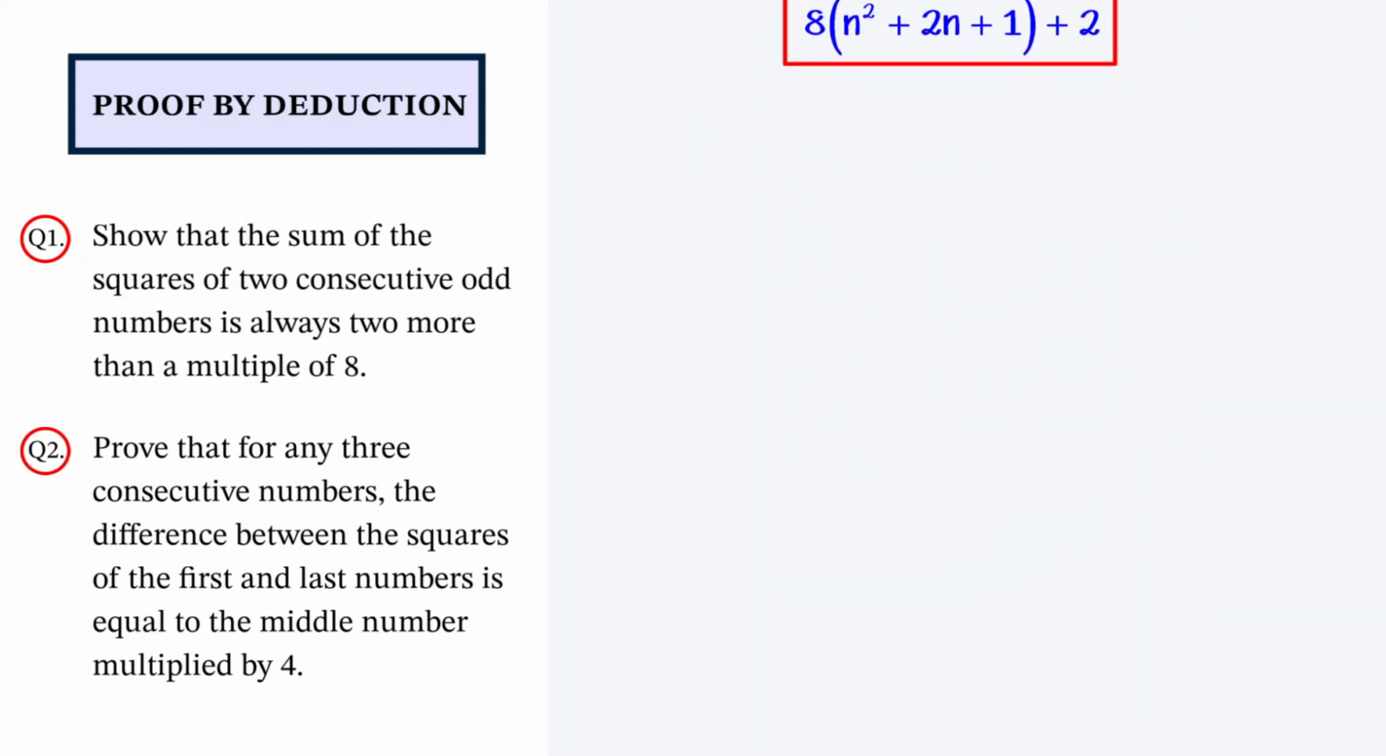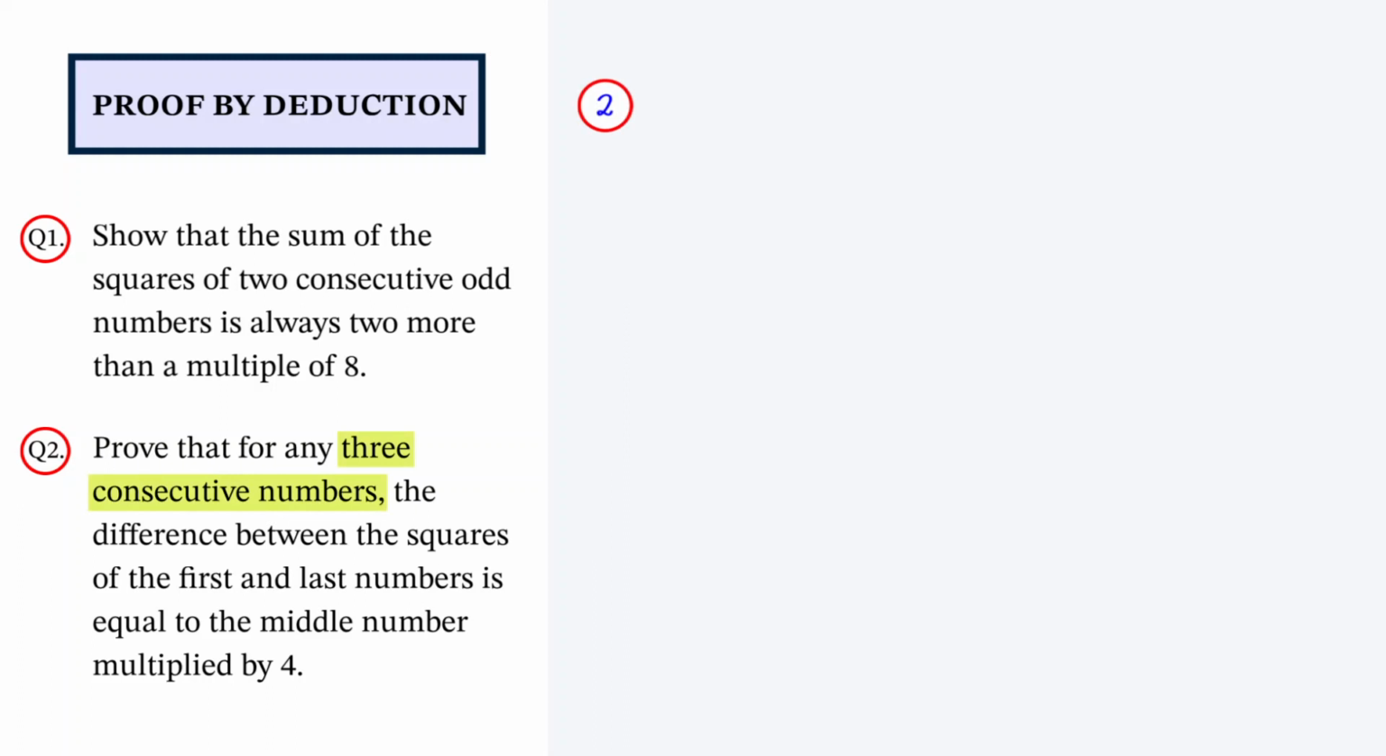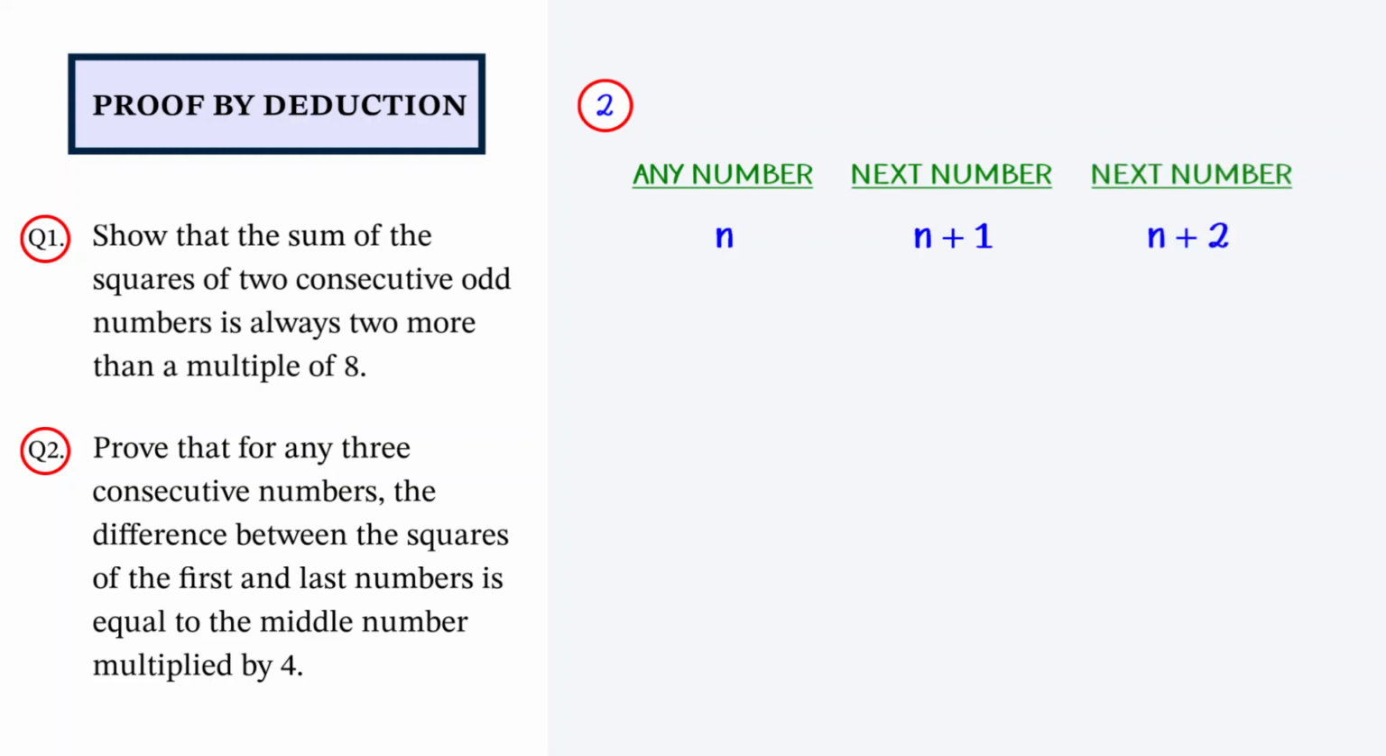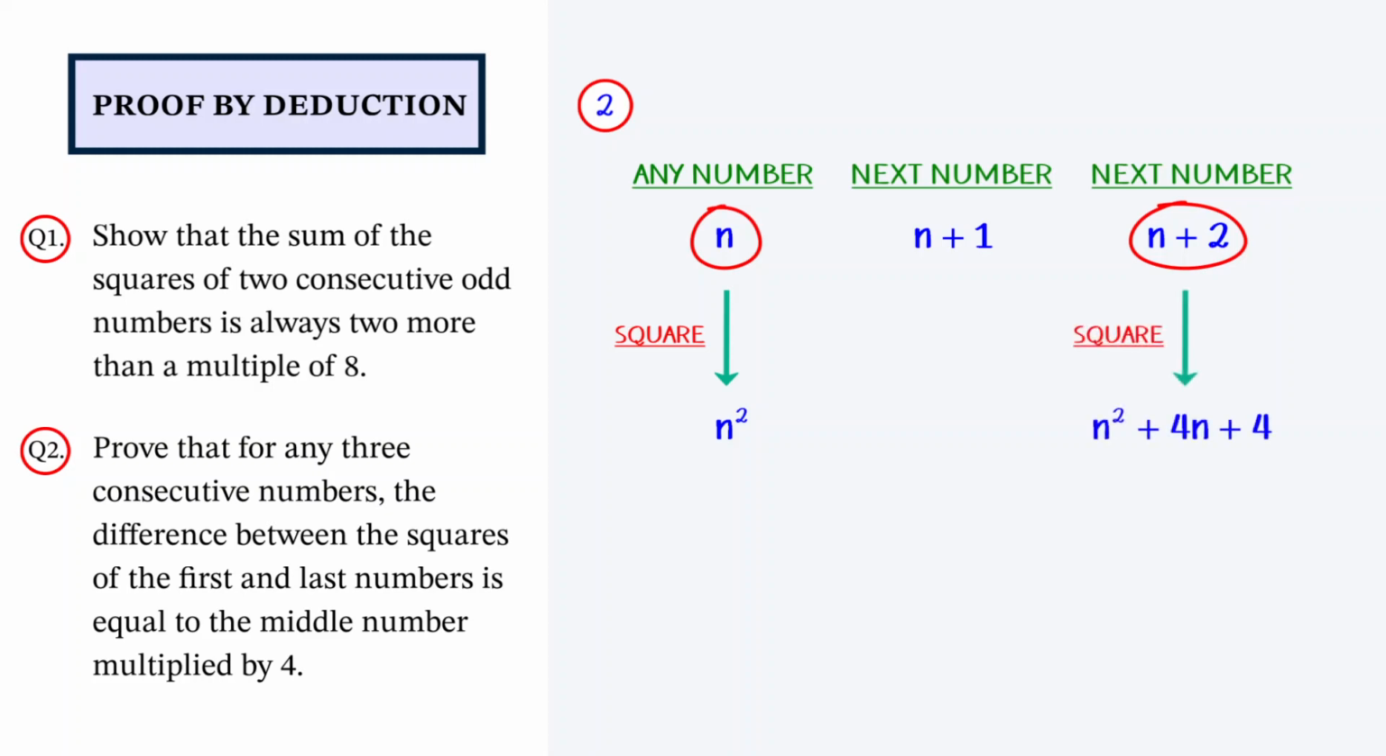Okay, so now let's have a look at the second example. So the question says 3 consecutive numbers, but doesn't say whether they're even or odd. So using algebra again, we can just represent any number as n, and then the next one would be n plus 1, and the next one after that, n plus 2. And we now have to square the first and the last numbers. So n squared gives n squared, and n plus 2 squared gives n squared plus 4n plus 4.